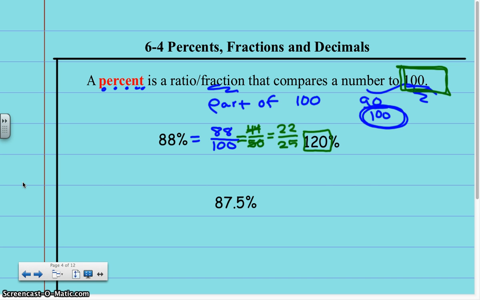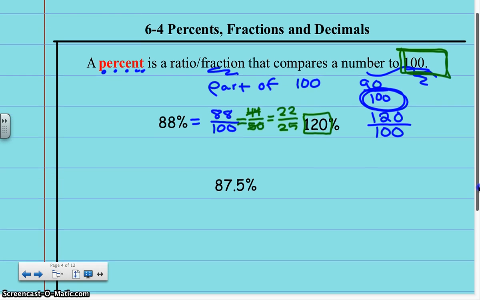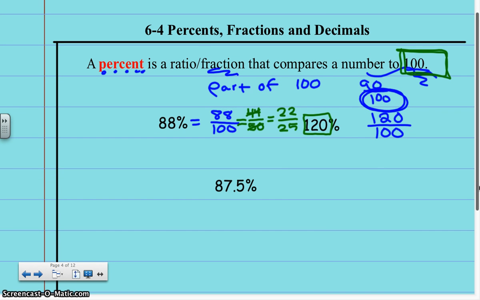Okay, looking at 120%. Write that as a fraction. What's going to go on top, class? 120. Okay, I want everyone to be confident with this. What's going to go on top? 120. And what goes on the bottom? 100. Now, I have an improper fraction here. How many times does 100 go into 120? 1. This turns into 1 and 20 over 100.